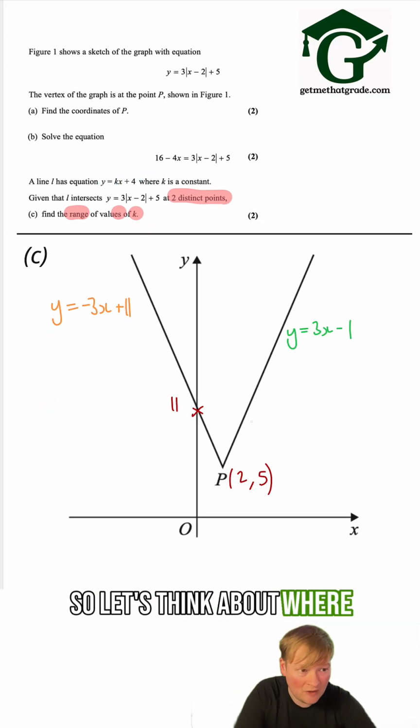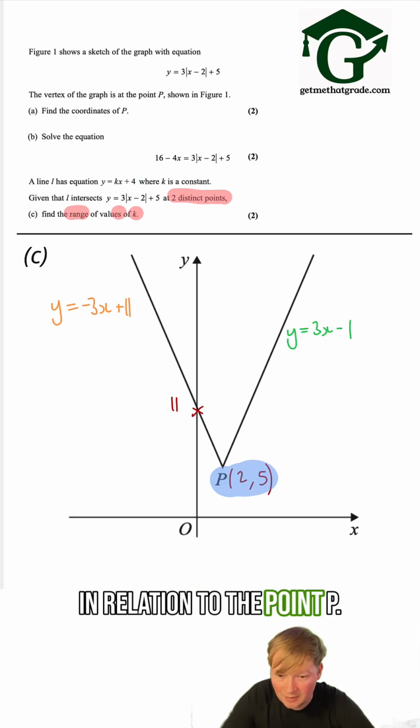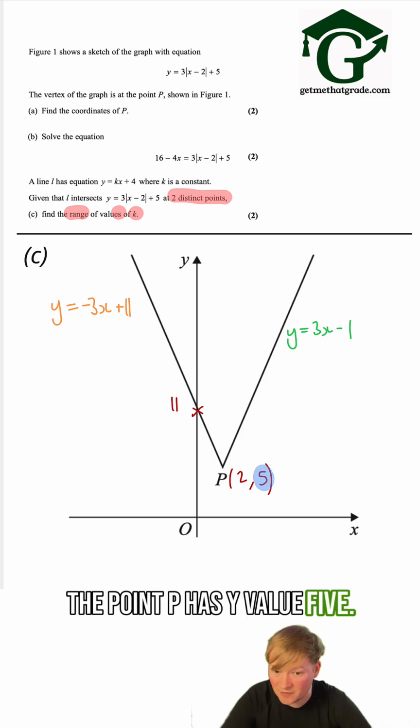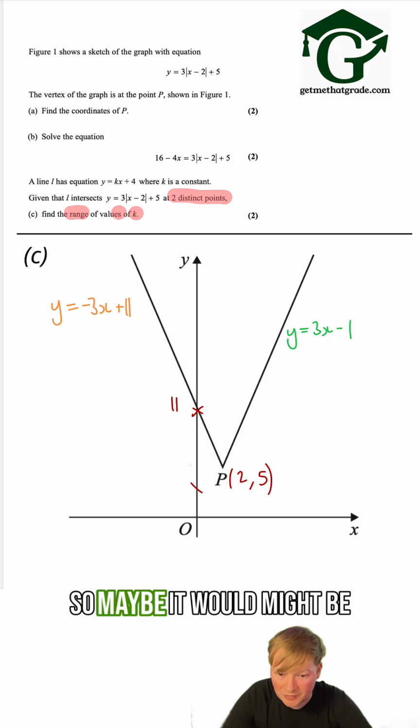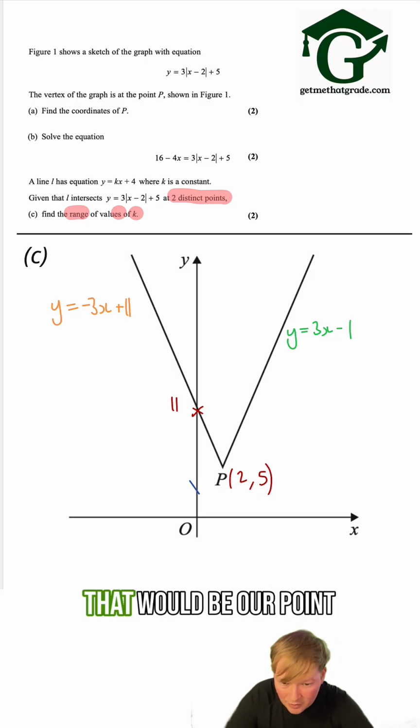So let's think about where that would be on our graph in relation to the point P. The point P has y value 5. So the y-intercept of our straight line is going to be lower than that, lower than the y value of P. So maybe it might be somewhere down here, let's say, on our graph. That would be our point 4 here. Let me write it as 0, 4.